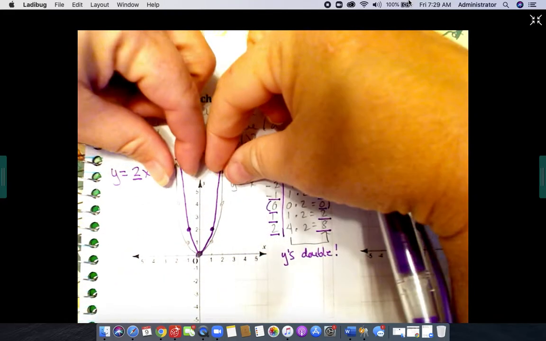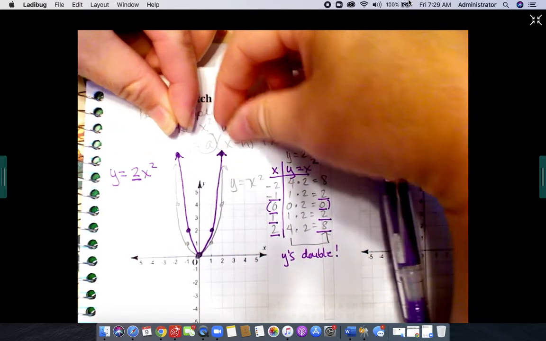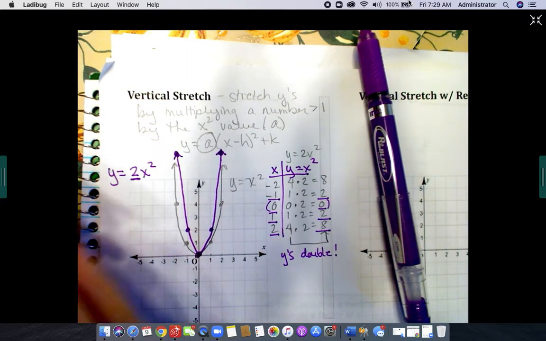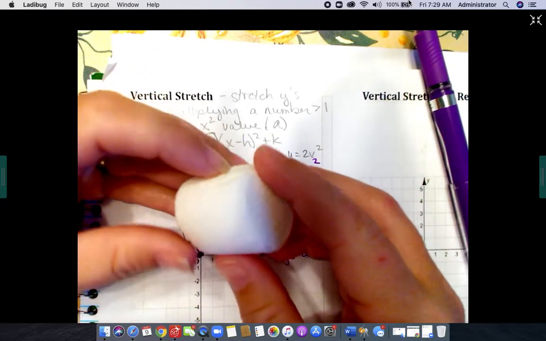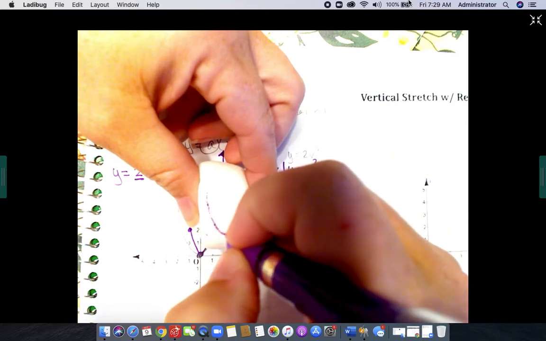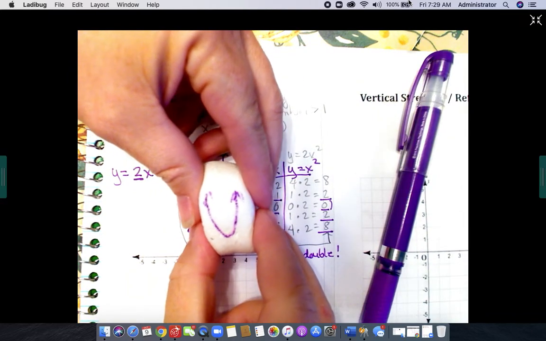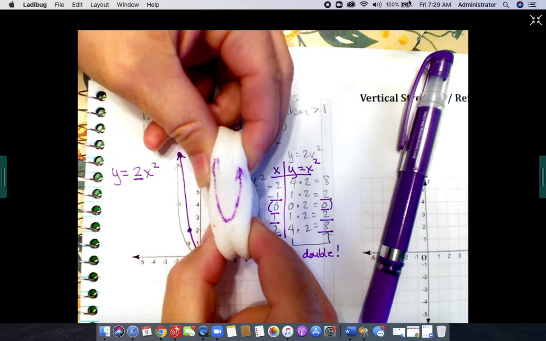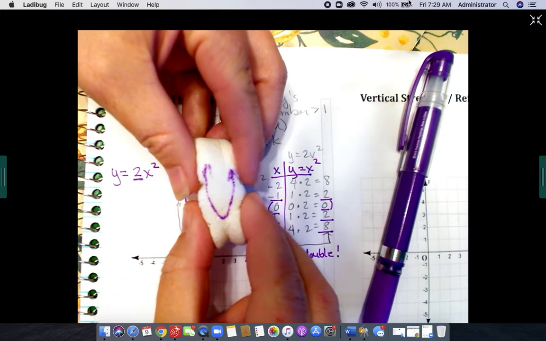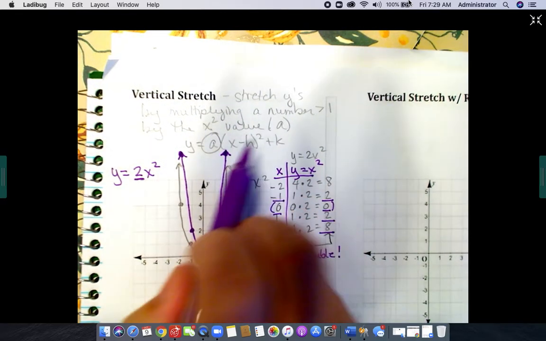So think about if I were to take these two ends of my arrow and pull them. If I stretch them upward, my graph is going to get skinnier. So to kind of illustrate that, I pulled out a marshmallow. Imagine this is our parabola. If I stretch it, what happens? I can see that it's getting pulled and it's going to get narrower, right? As I pull it, it's going to get narrower. So that's what happens for all a values greater than 1.